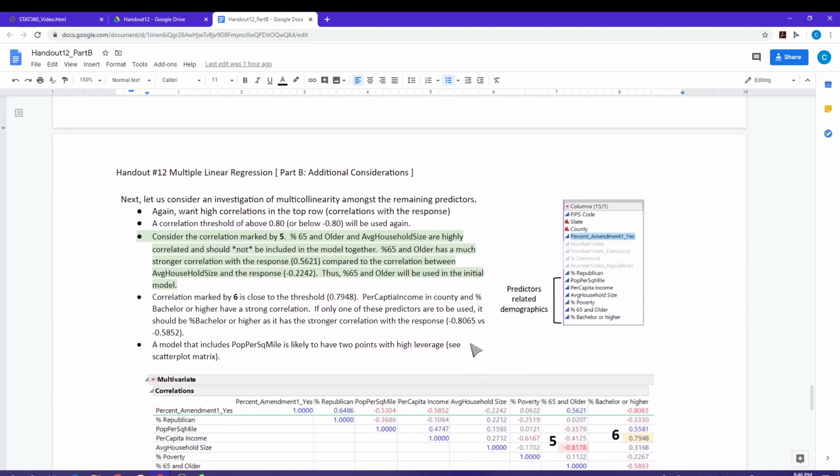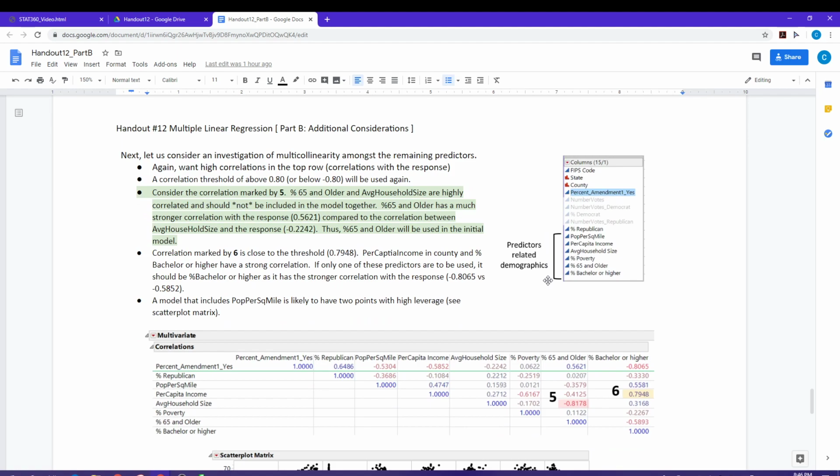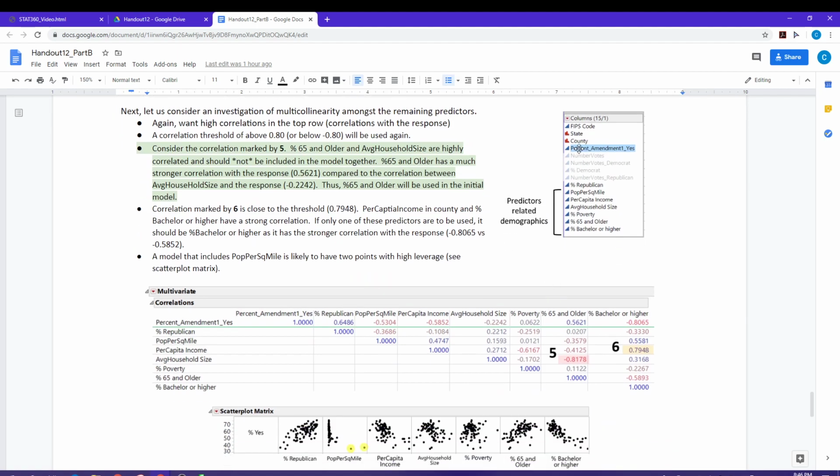Now let's look at the multicollinearity issues with the other variables. So here I'm going to use percent yes. I'm going to exclude any of those ones that I've identified up above. So anything with the number or the percent Democrat are not being considered anymore. So I'm going to rebuild my correlation matrix using these predictors. I can see that I have a strong correlation here between the average household size and percent 65 and older. So that is exceeding that 0.8 threshold. That's a negative correlation.